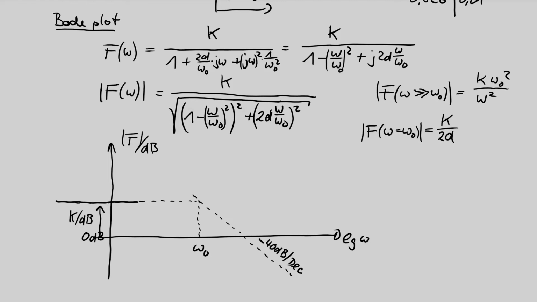This point, exactly at this frequency, could be larger than k if the damping factor d is smaller than 0.5, or it could be under this corner frequency depending on the damping factor. For large frequencies, always the magnitude curve stays here. For large damping, we have this. For small damping, we have this.